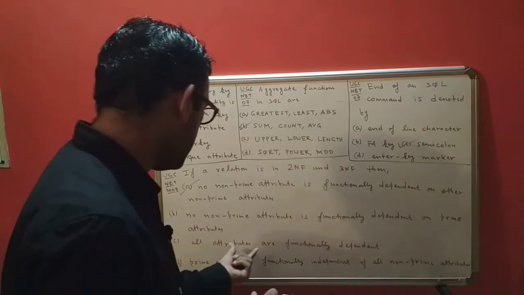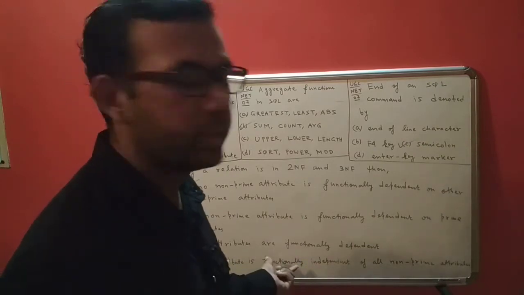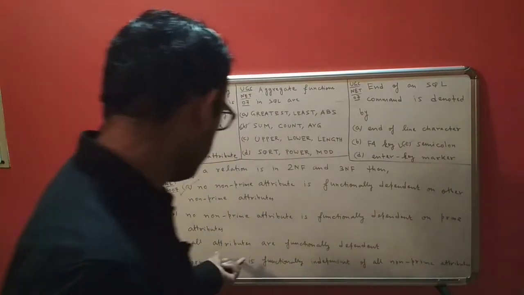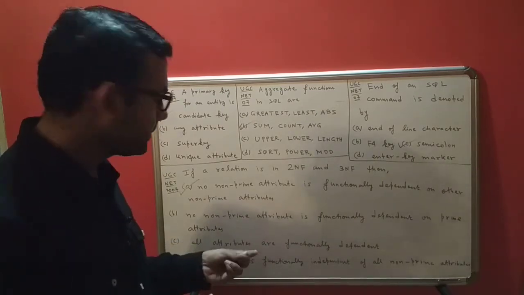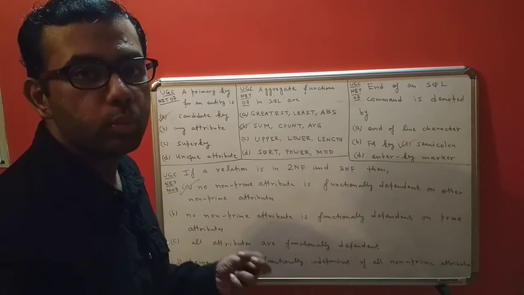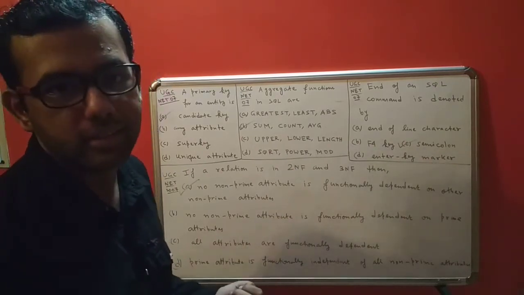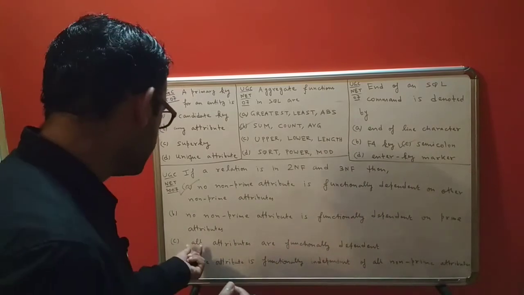Now what about the third one? All attributes are functionally dependent. Now this need not be the case always. You know, this often happens after decomposing a table into subtables. We find that there are a couple of attributes which are not part of any functional dependency. So this statement will not hold in all cases. So this is also incorrect.